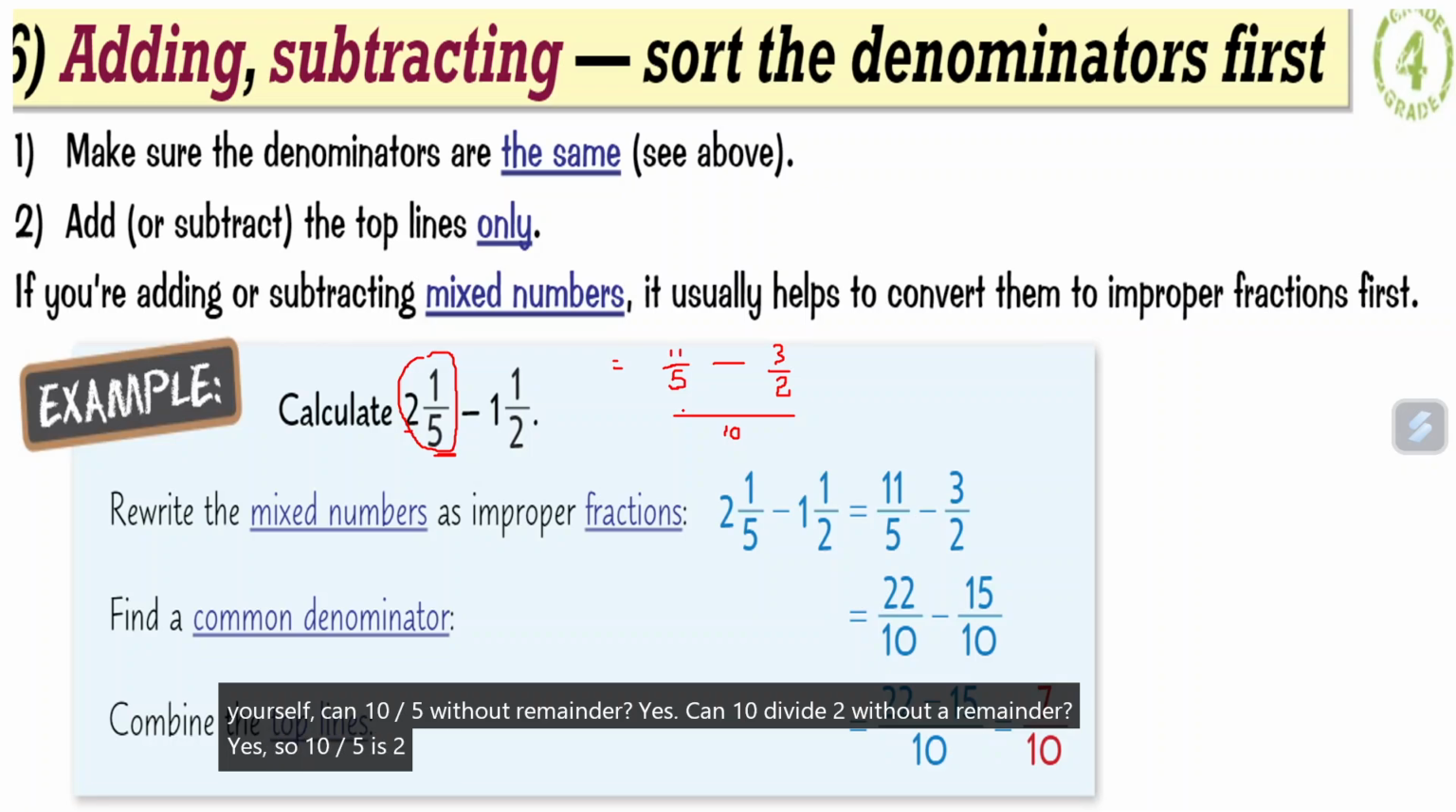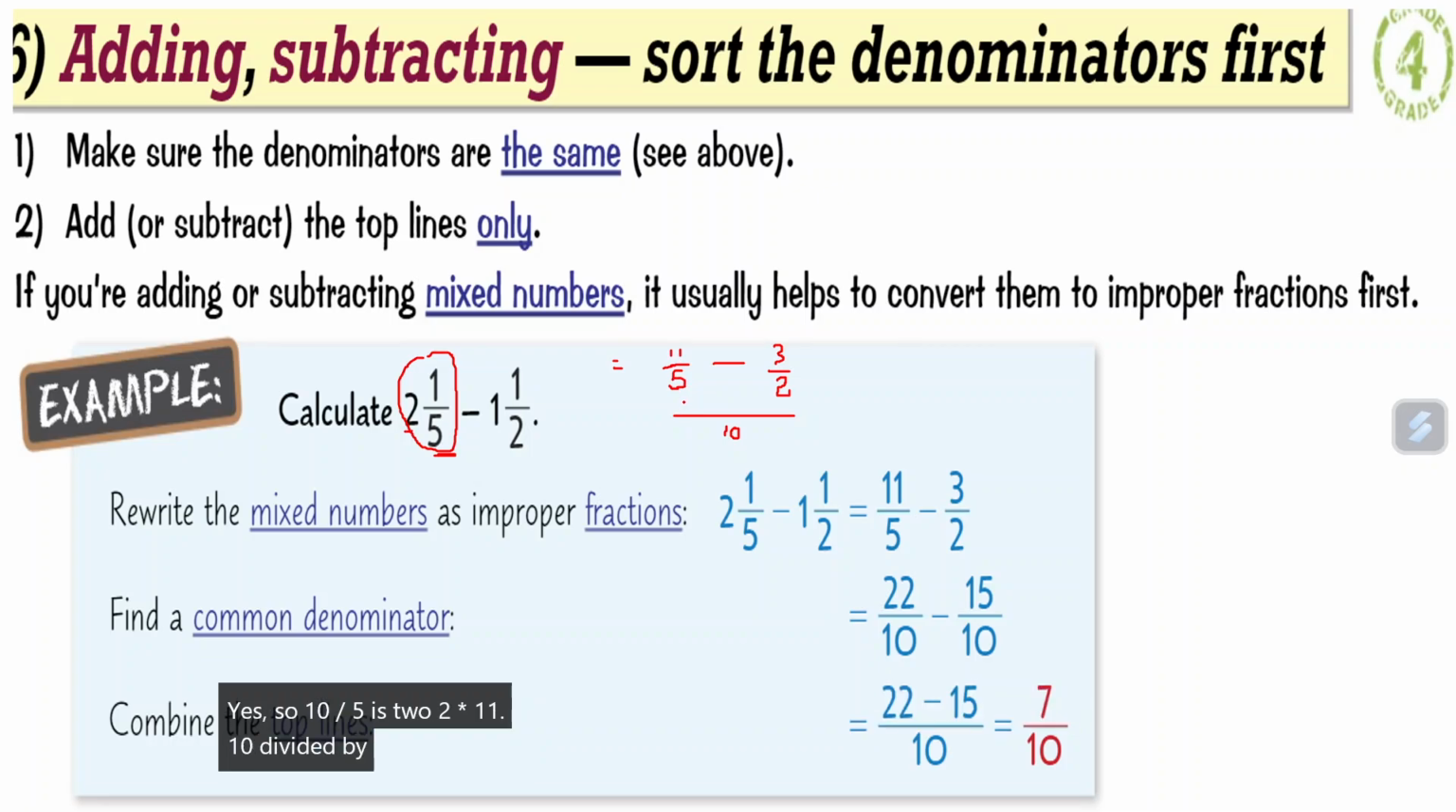So 10 divided by 5 is 2. 2 times 11 is 22, minus 10 divided by 2, 5 times 3, 15. So 22 minus 15 will be 7 over 10.